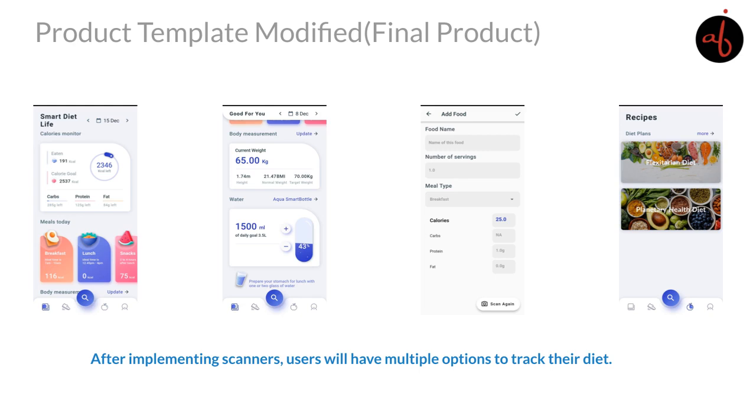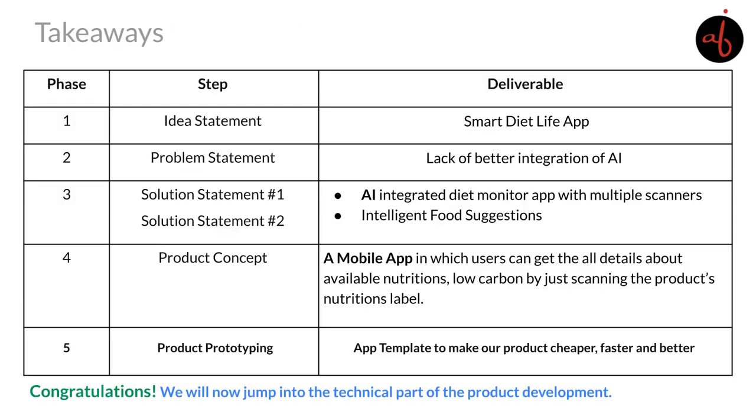Based on the process flow above and the foregoing discussions, we are now ready to formulate our product prototype. Adding product prototyping, that is an app template to make our product cheaper, faster and better. You have reached the end of this lab. In the next class, we will jump into the technical part of the product development process.